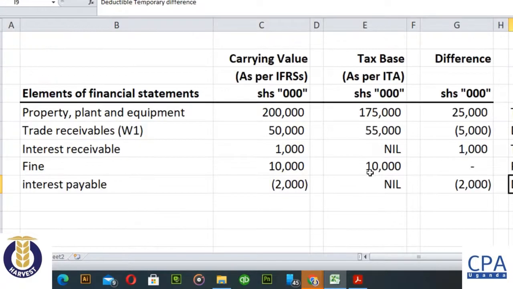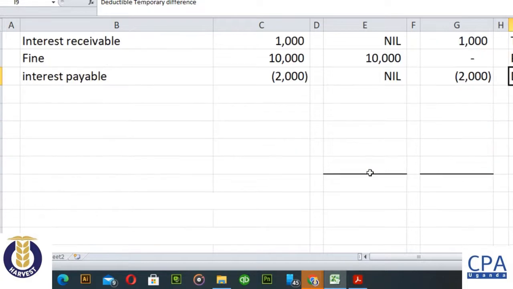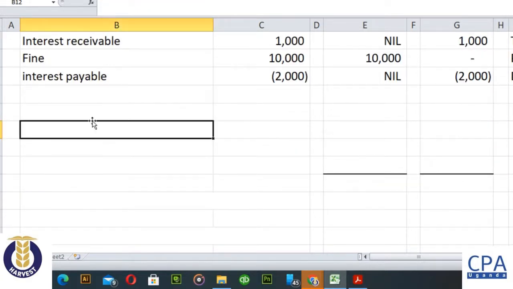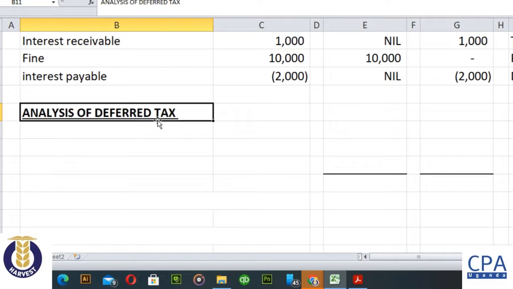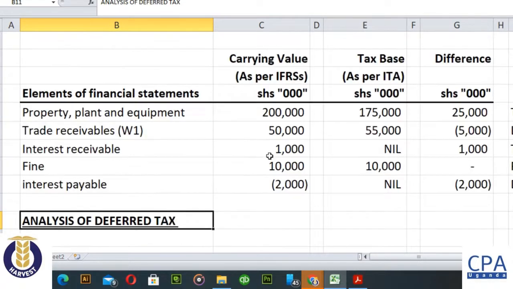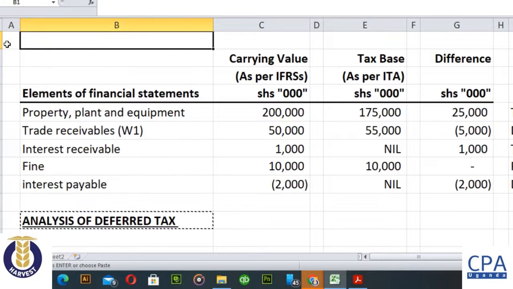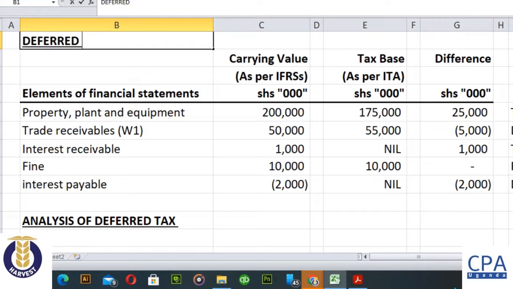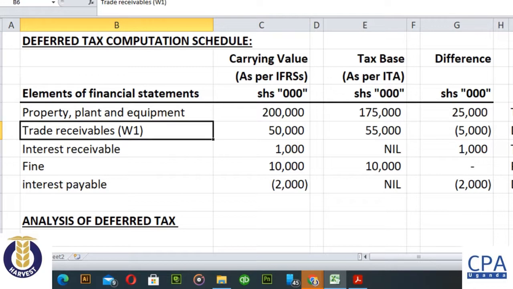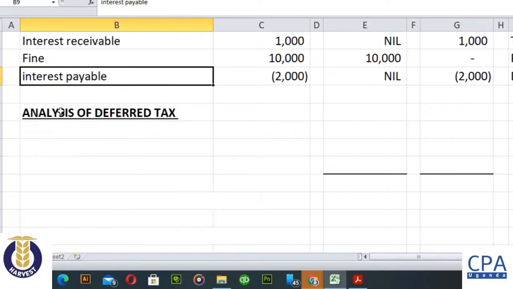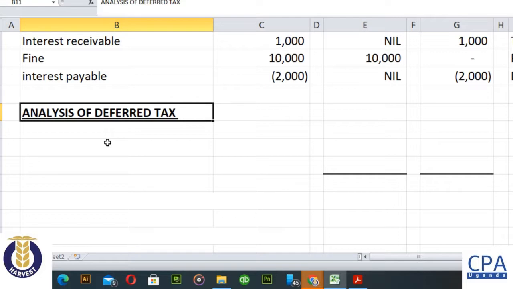From the information that we have got, we are now going to analyze our deferred tax. So as you analyze deferred tax, you create again 2 columns just below the computation schedule, and I think I should give it a title: deferred tax computation schedule. So I'm now moving into the next schedule where I'm going to analyze the deferred tax.